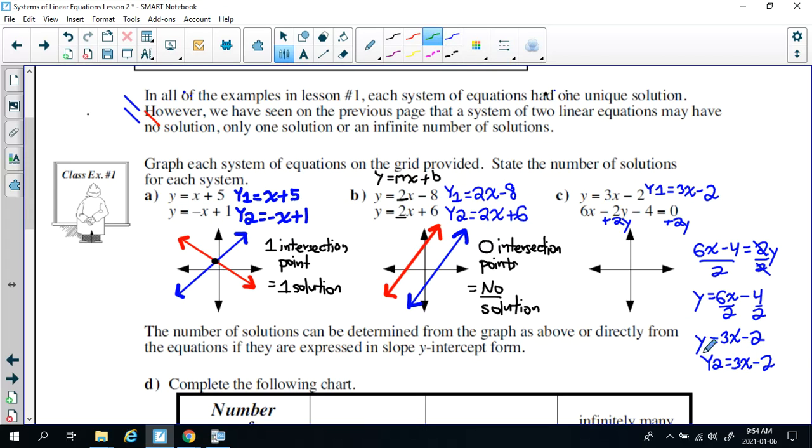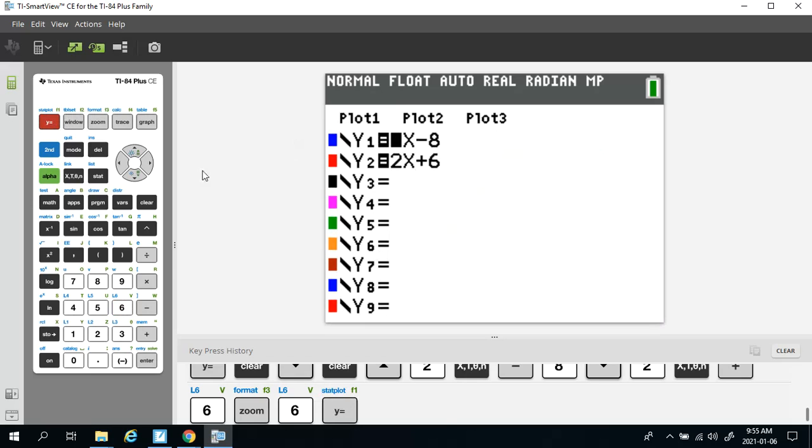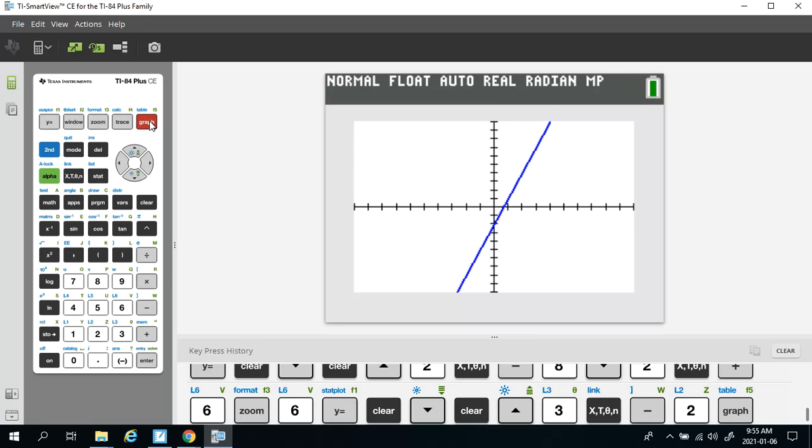Okay, wait a second. This equation, y equals 3x minus 2, and this equation, 3x minus 2, they're the exact same equation. Okay, so let's go to the graphing calculator and plot this. So let's clear our previous equations. So let's go y equals 3x minus 2, and then let's just simply graph it. Okay, so that's a line that goes up and towards the right.